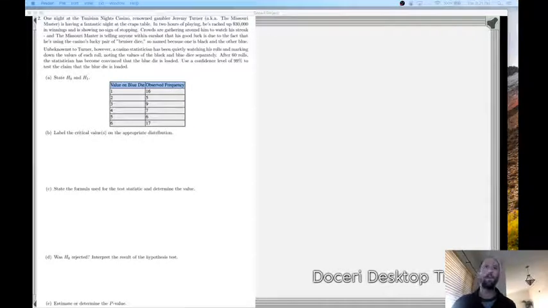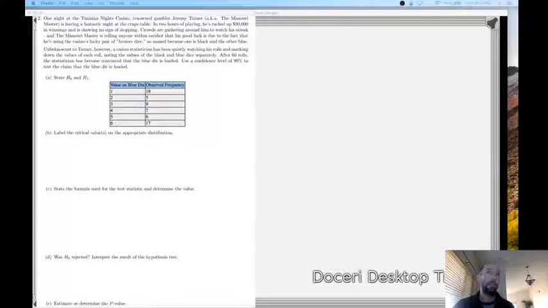On the second problem, it reads: one night at the Tunisian Knights Casino, renowned gambler Jerry Turner, aka the Missouri Master, is having a fantastic night at the craps table. In 2 hours of playing, he racked up $30,000 in winnings and is showing no sign of stopping. Crowds are gathering around him to watch his streak, and the Missouri Master is telling anyone within earshot that his good luck is due to the fact that he's using the casino's lucky pair of bruiser dice, so named because one is black and the other is blue.